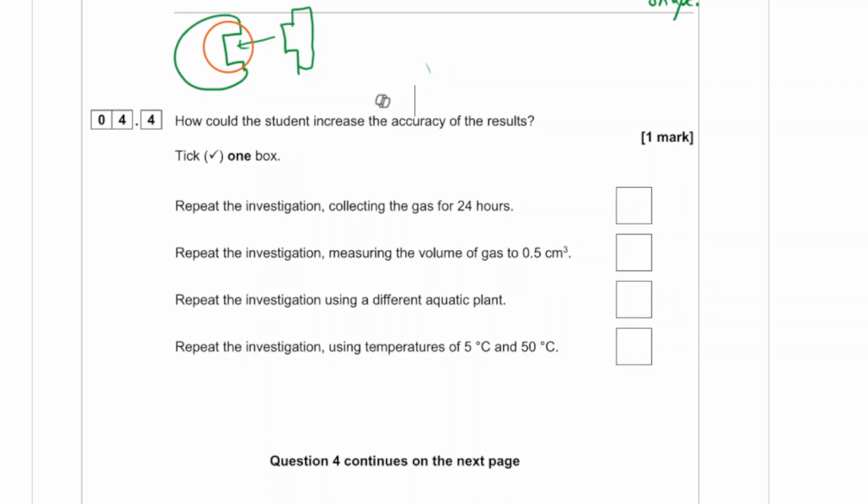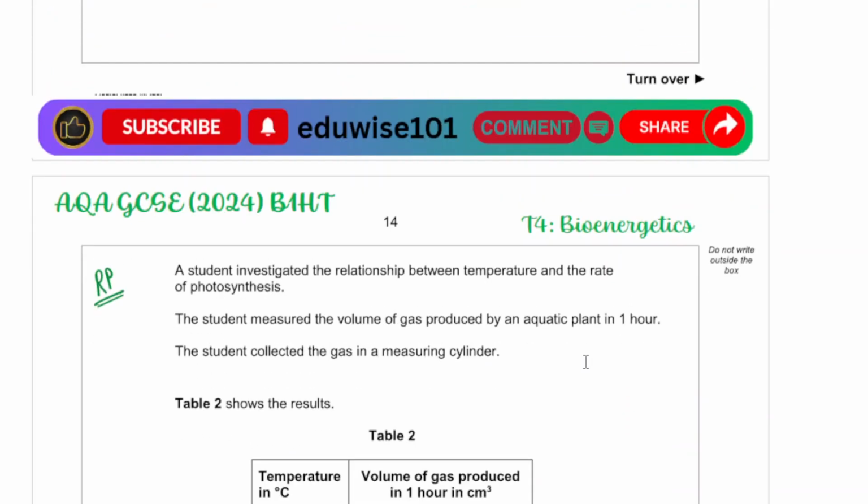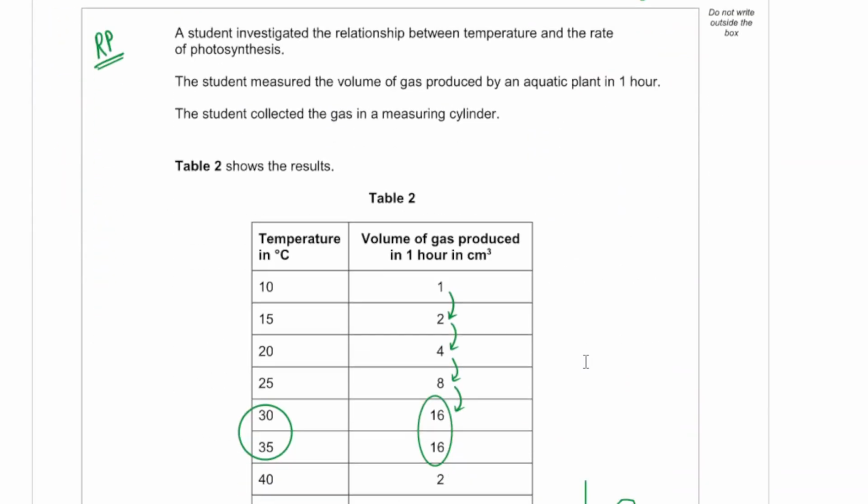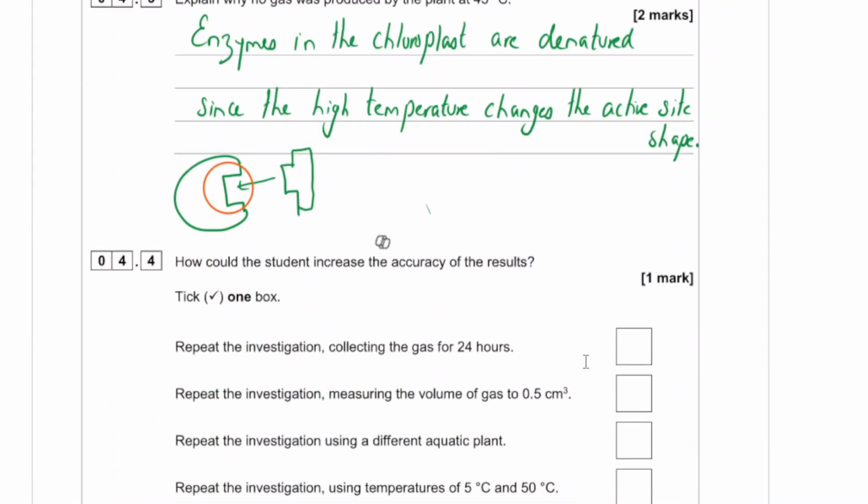Will that help? Actually, let's go back. Repeat the investigation measuring the volume of gas to 0.5 centimeter cube. Looks like it's right, because we know that it won't work at 40 degrees. So there's no point in checking 50 degrees Celsius for the last point. How did they actually do this? Volume of gas produced in 1 hour in centimeter cube. So they're only measuring it in per centimeter cube. So you could actually measure it to 0.5 as well. So that would actually increase the accuracy.